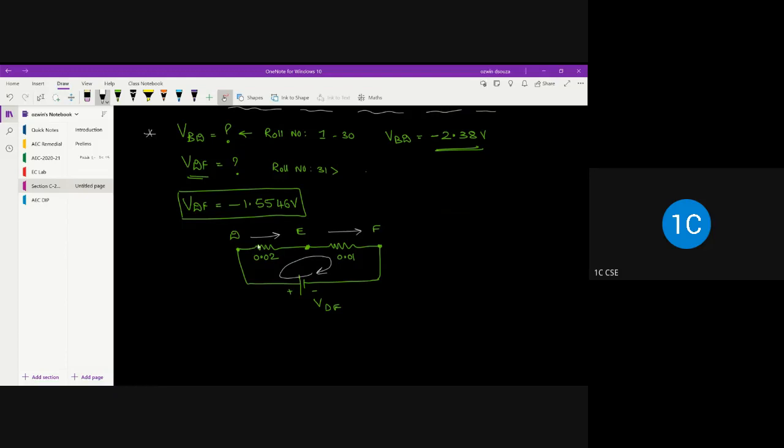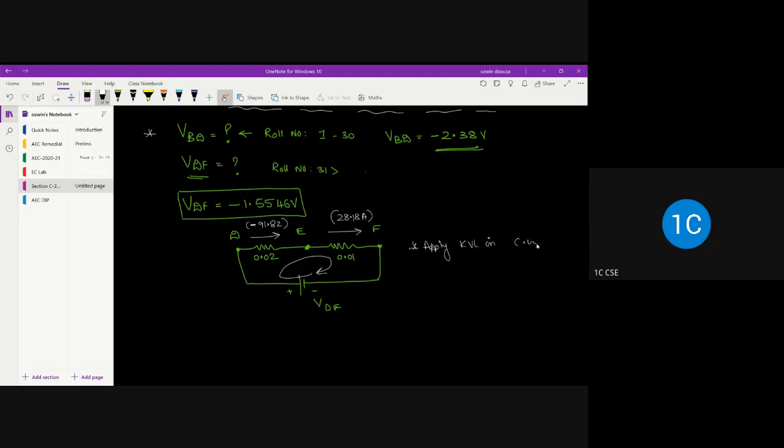What is IDE? IDE is negative 91.8. So let me write it here, 91.8, of course with a negative sign. So it is minus 91.82 current IDE. And current IEF is positive 28.18. So let me write this current as 28.18. Now let us apply KVL.